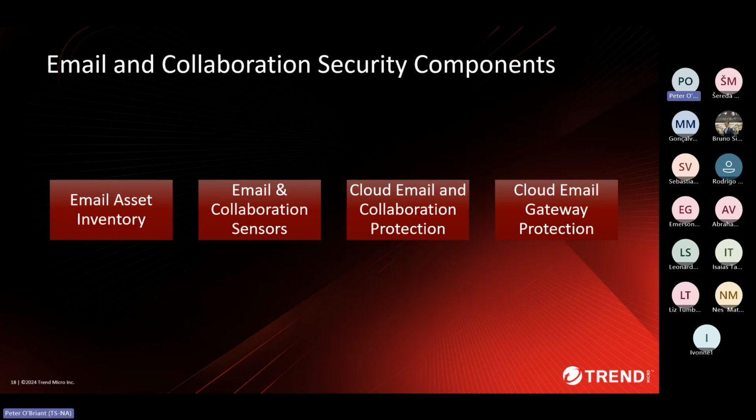And then finally, the cloud email gateway protection. That's going to be what provides updated protection to stop phishing, ransomware, pretty much the same thing as before. It's going to do it for Microsoft Exchange Server, Office 365, Google Gmail, and other cloud or on-prem solutions.